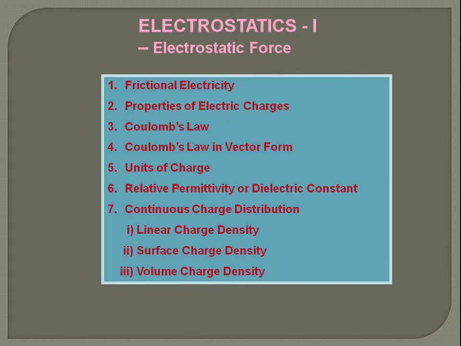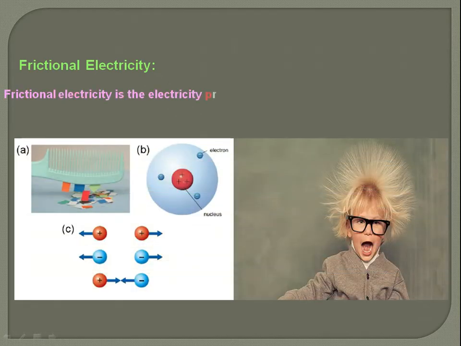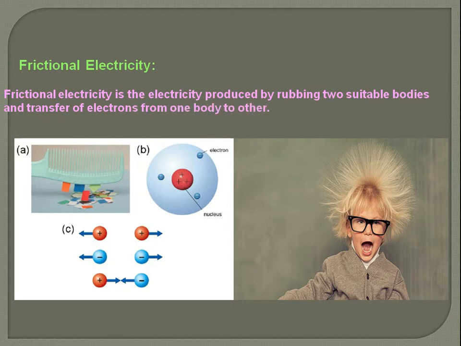Okay, so frictional electricity. The definition of frictional electricity is the electricity produced by rubbing two bodies and transfer of electrons from one body to another body. I hope you have done this in your childhood.